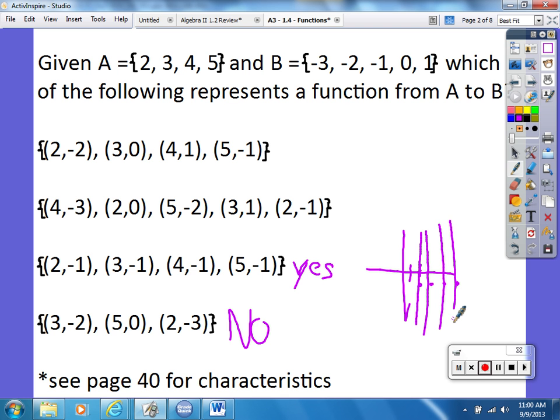Here's the one that's hard. An element in A cannot be matched with 2 elements in B. The second one would not work, that's correct. That one does not work. And the 2 I'm looking at would be 2, 0, and 2, -1. I'm not allowed to have both of those. What about the first one? Is it okay? Yeah.